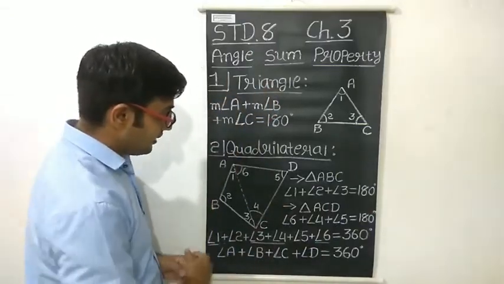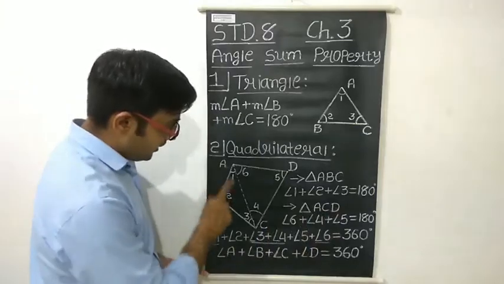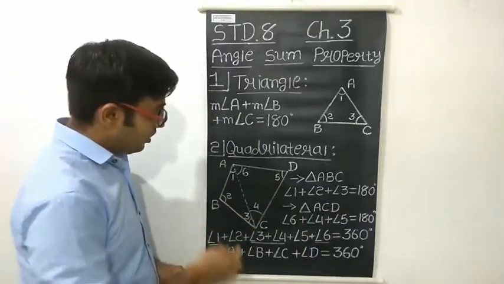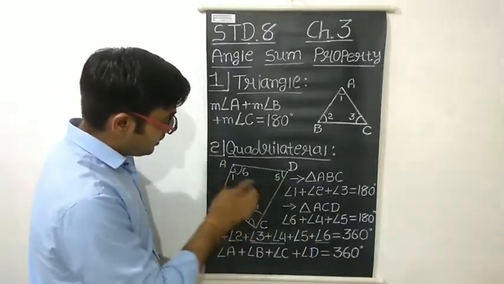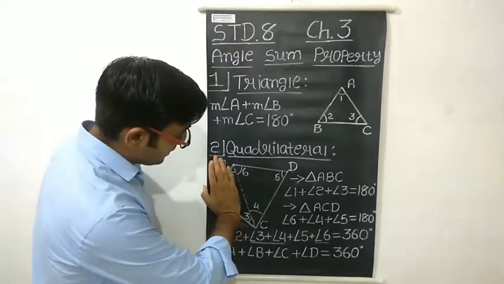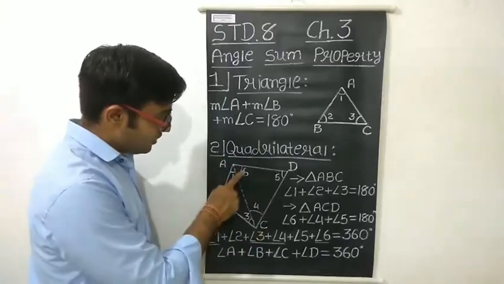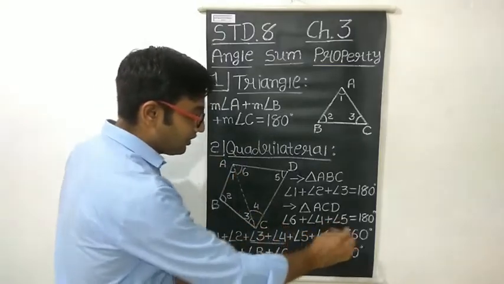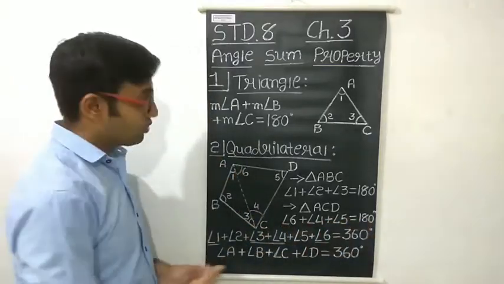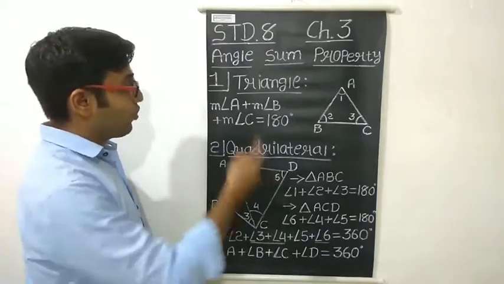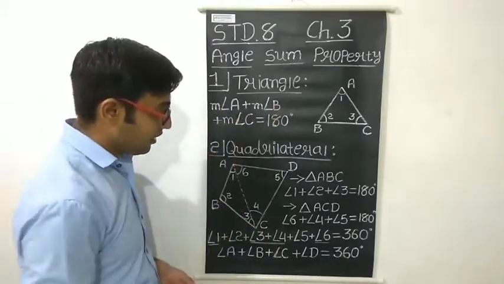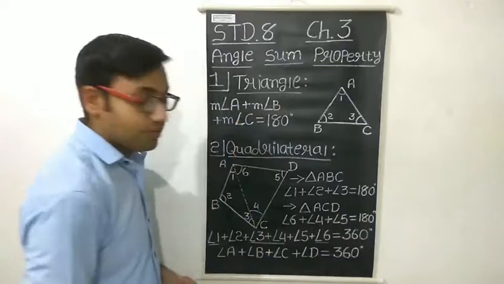Again, the second triangle is triangle ACD. We have to consider only the angles of ACD, so we can take 6, 4 and 5. The addition of angles 6, 4 and 5 is also equal to 180 degrees because it is also a triangle. So according to the angle sum property of a triangle, we can write this down.